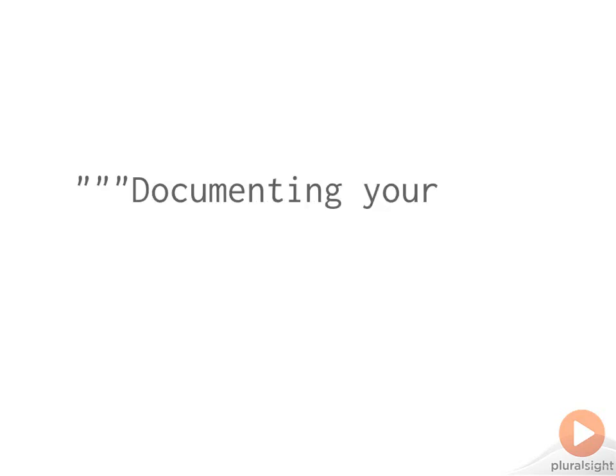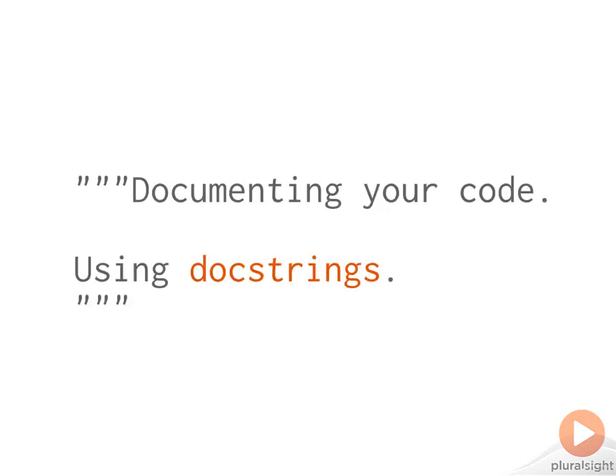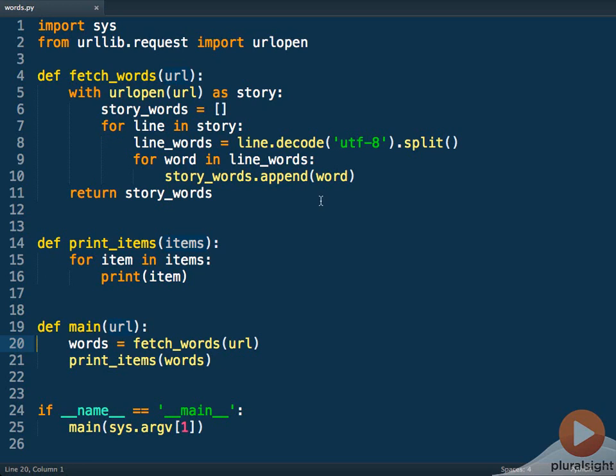Now we'll look at documenting your code using a feature called docstrings. We saw previously how it was possible to ask at the REPL for help on Python functions. Let's look at how to add this self-documenting capability to our own module.